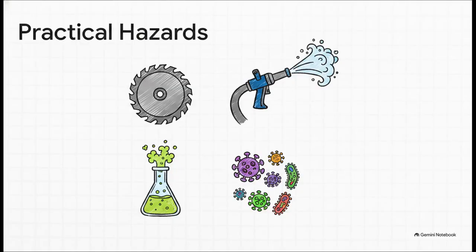Let's ground these abstract definitions a bit. Think about an unshielded, rotating saw blade. It has the inherent physical ability to cut human tissue, right? Or an uncontrolled high-pressure water jet. That can cause severe physical trauma. Toxic chemicals can poison you. Pathogens can cause serious disease. These things don't even need a person nearby to be hazards. Their capacity to cause harm is literally baked right into their physical nature.